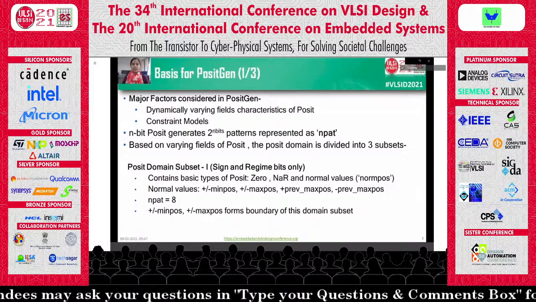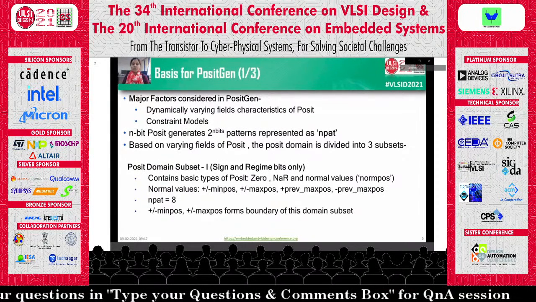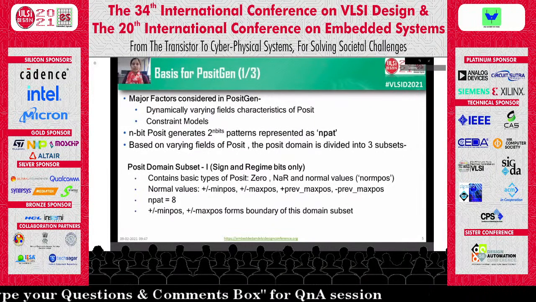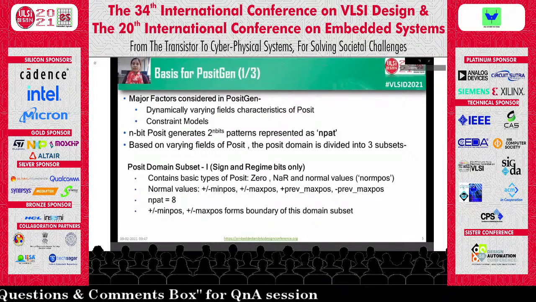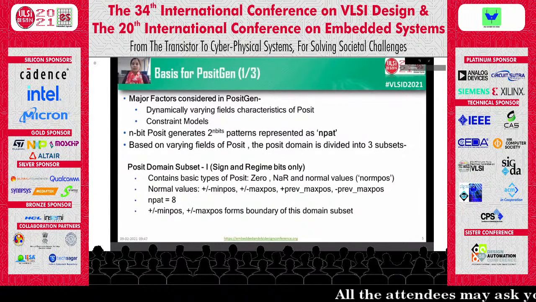Next we'll see the basis for POSITGen. There are major factors considered in POSITGen. First is the dynamically varying fields of POSIT, where the size of the sign field is fixed and the size of the other 3 fields changes. Second is the constraint model, which is based on operation type, input and data patterns, etc. N-bit POSIT generates 2 raised to n bit patterns, which are represented as NPAT.